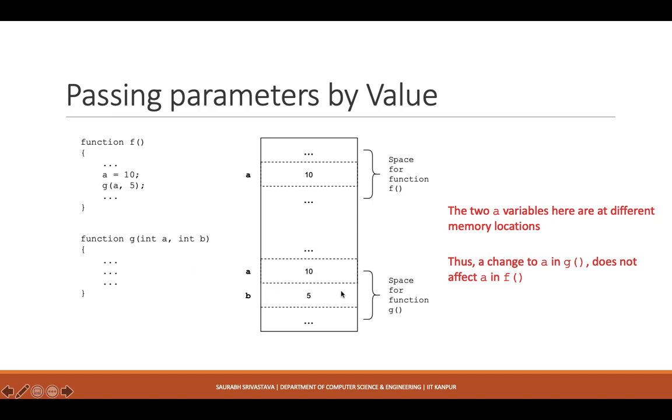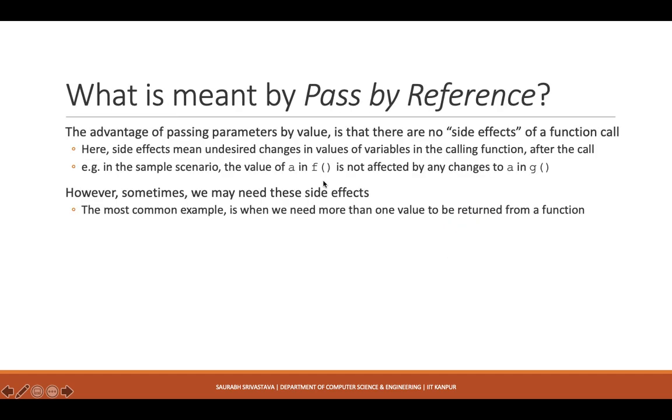But whatever changes I make to the a here, they are not reflected in the a here. As soon as the function returns, because this is a different memory location altogether, the value of this a is basically the same as just before the function call. So there is no effect on the value of this a. Now this is good. In most cases it is good, but in some cases we actually need these side effects.